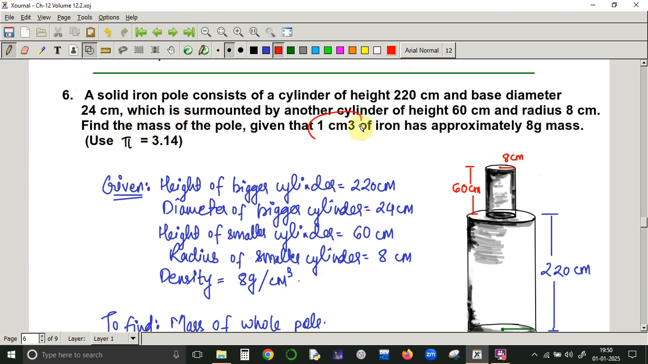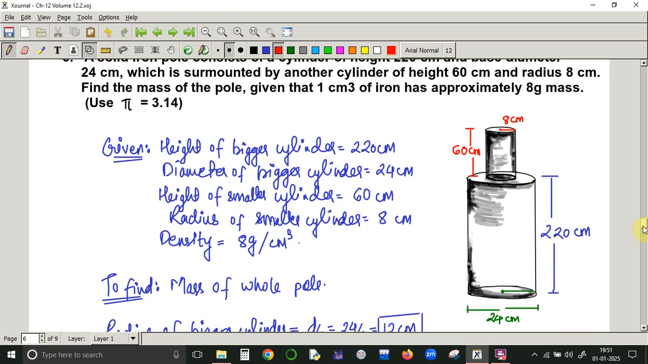Given that 1 centimeter cube has approximately 8 grams of mass. This is density rho, 8 grams per centimeter cube. So density is given, and we have to find mass. So we know what's the relation between density, mass and volume. So we have to use this over here.